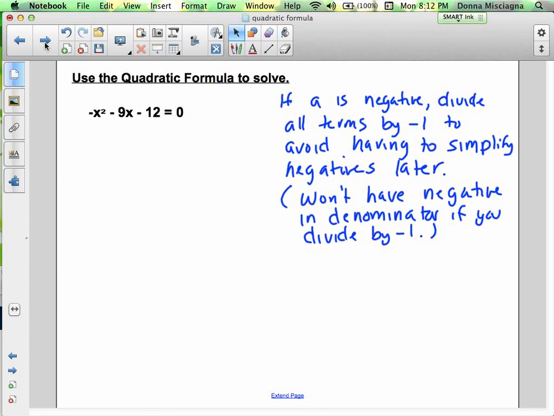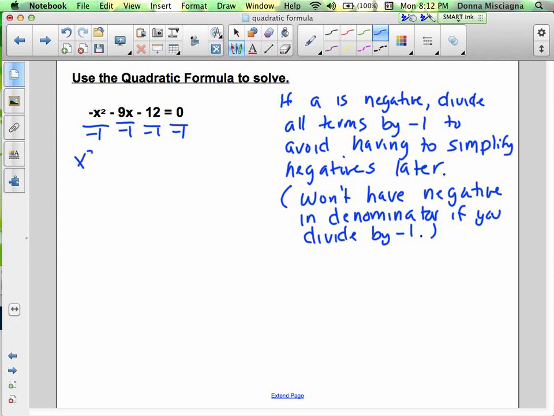If A is negative, divide all terms by -1 to avoid having to simplify the negatives later. You won't have a negative in the denominator if you divide by -1. You're more likely to make an error if you have that negative in the denominator. You don't want a negative in the denominator. So just take one teensy-weensy moment and divide everybody by -1. So now it's x squared plus 9x plus 12 equals 0. And that's much nicer. A equals 1, B equals 9, C equals 12.